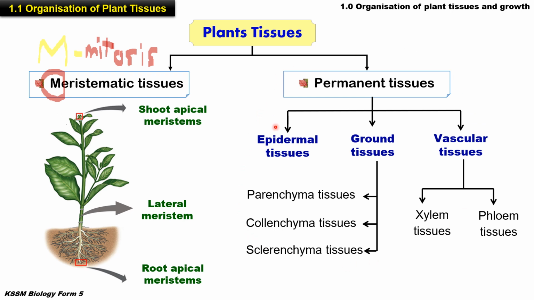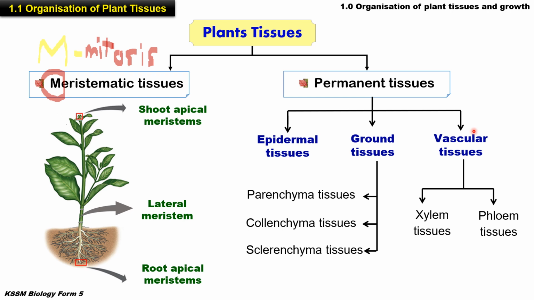For the next slide, we are going to discuss more on permanent tissue, which involves epidermal tissue, ground tissue, and also vascular tissue in the plants. Okay, ready? Okay, next page.